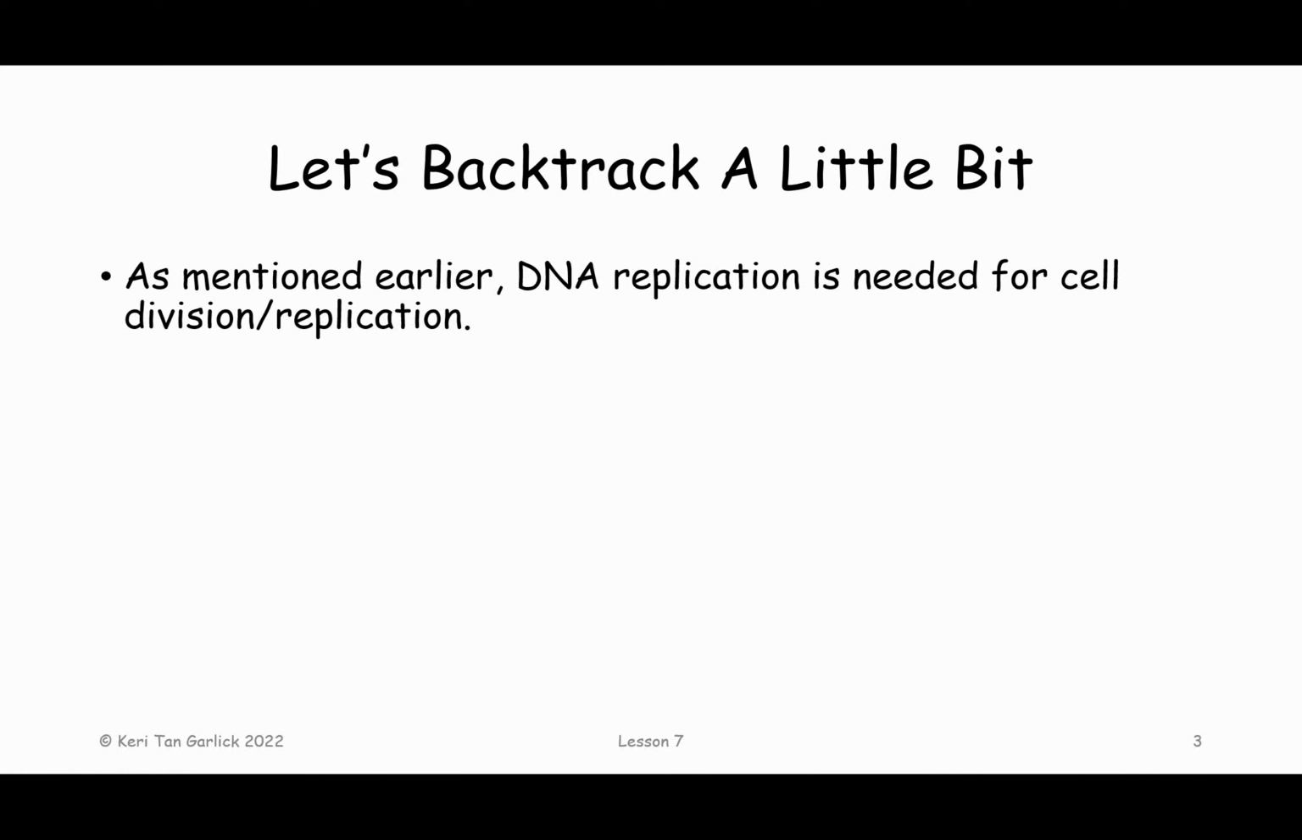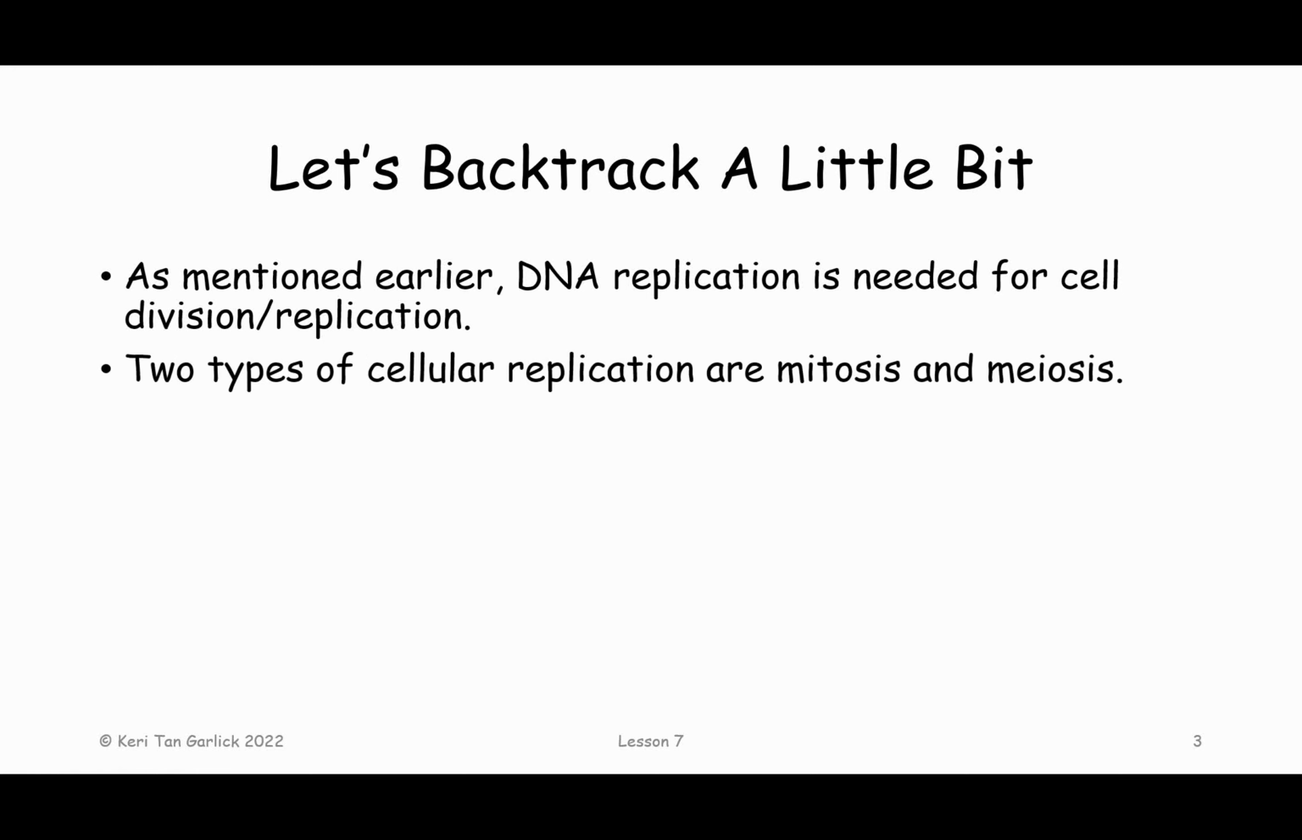And it's really important that this code gets into all the cells. And so for it to get into all the cells, the DNA needs to be replicated, and there needs to be cell division to ensure that all the cells get this information. Now, there are 2 different types of cellular replication, also known as cellular division, and that is mitosis and meiosis. And you should have covered that last year in year 11.